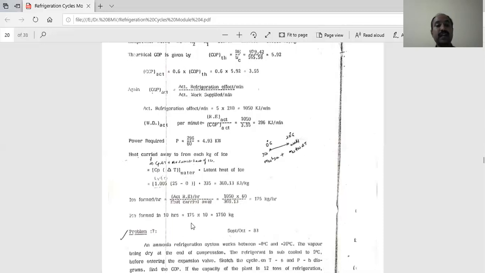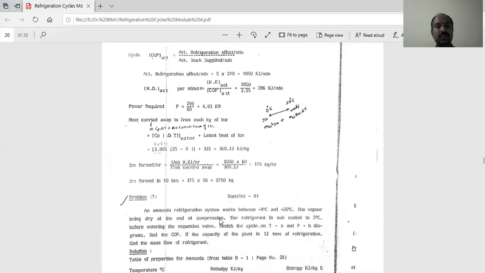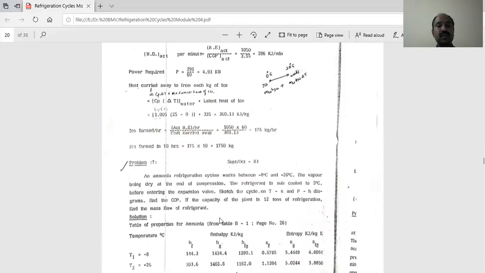Ice formed in 10 hours is equal to 175 multiplied by 10 hours, which becomes 1750 kg. Okay, this is the problem. All of you can go through it. This problem is available in my notes. Once again, you can go through all these things.